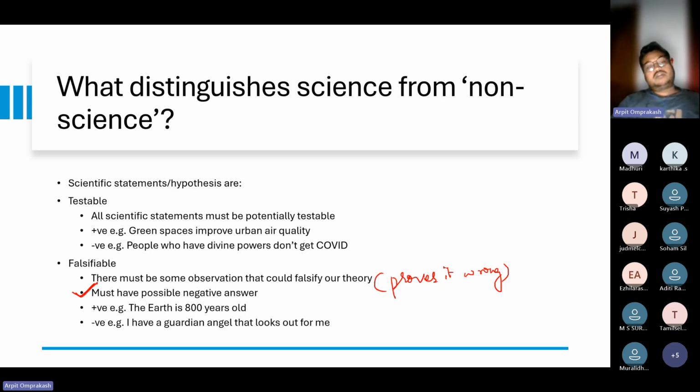The negative example of a falsifiable statement would be "I have a guardian angel that looks out for me." Right. So it's not that you can't have a test for this statement. It's just that even if you have a test, you can explain the outcome in a way that does not disprove your theory. So, for example, let's say we are trying to test the second statement. We say that if we have a guardian angel, they'll help us get a job. So let's say we have a job interview coming up, and we pray to the guardian angel and they'll help us get a job.